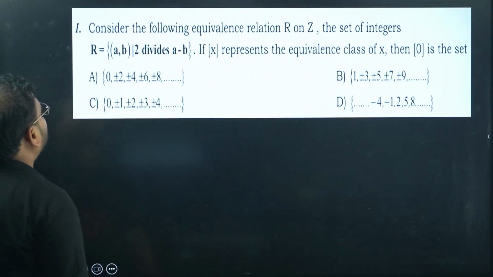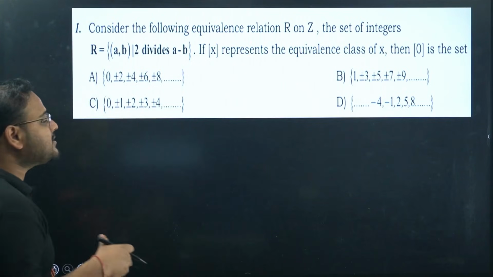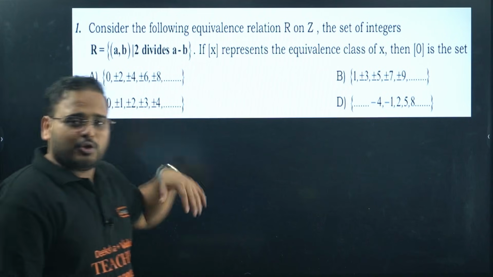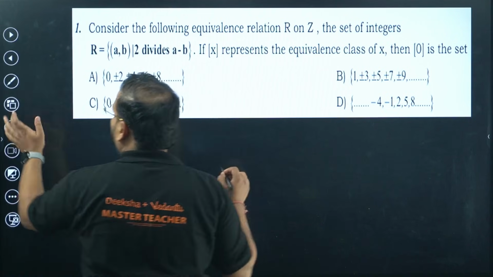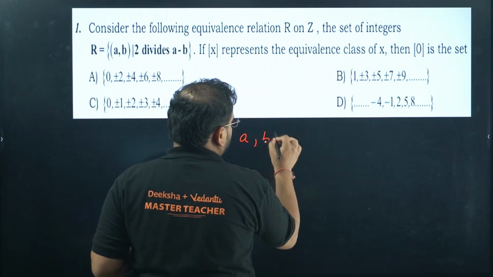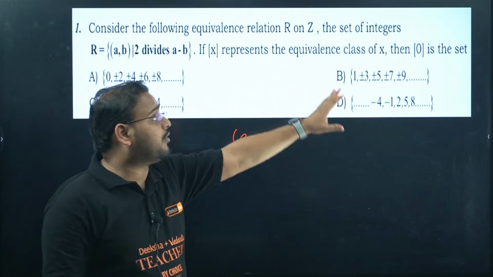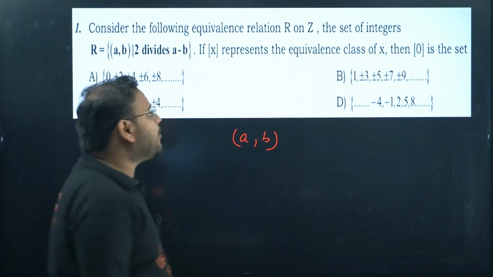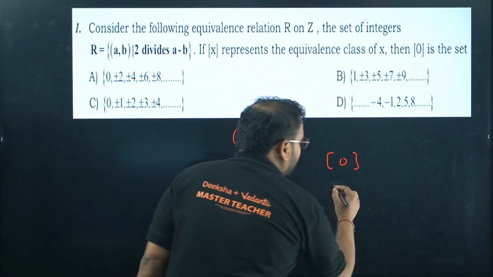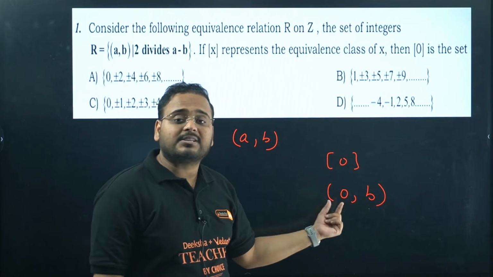So consider the following equivalence relation R. The relation given is equivalence on Z, meaning on integers, the set of integers. The relation R is given as the ordered pair A comma B. Let me write here A comma B. Now they're saying that this represents the equivalence class of X, then 0 is the set of what? When they write 0 in this bracket, what's the meaning of this? It means that the first element in the ordered pair is 0, and this is B.